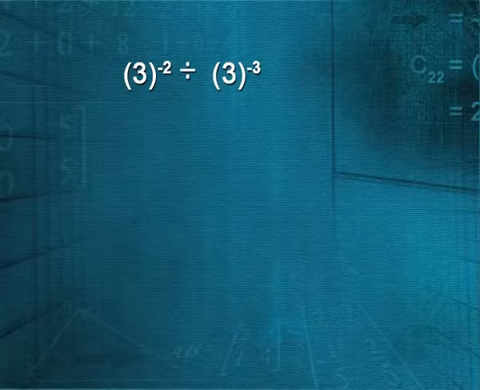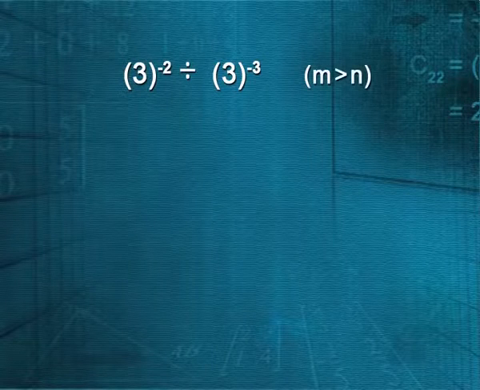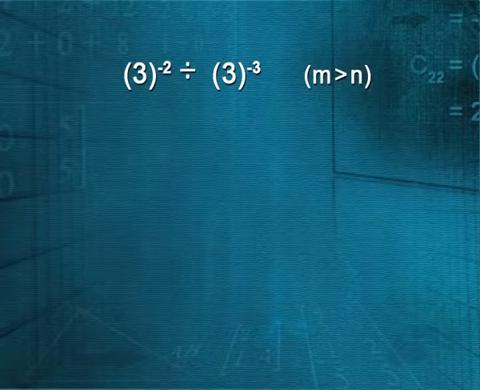Now, let us take the second case where m is greater than n and we are dividing two numbers with the same bases and with negative powers. For example, 3 raised to power minus 2 divided by 3 raised to power minus 3. Here what is m? m is minus 2. What is n? n is minus 3, and m is greater than n.